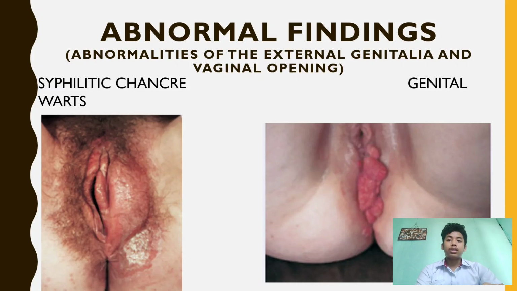Syphilitic cankers are painless. They are sexually transmitted and usually develop at the site of initial contact with the infecting organism. Next are genital warts. Genital warts caused by the human papilloma virus, or HPV, are moist, fleshy lesions on the labia and within the vestibule. They are painless and believed to be sexually transmitted.